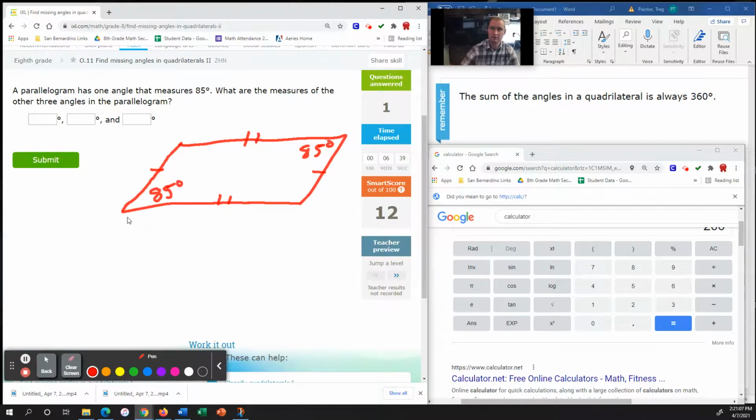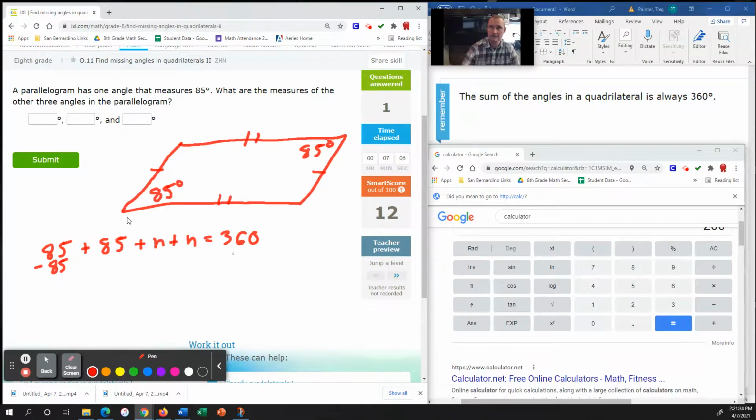All right, so now what we need to figure out is, well, we got 85 plus 85 plus the two corners I don't know, which are n plus n, is going to be equal to 360 degrees because, again, 360 degrees is the total number of angles added up in a quadrilateral. All right, start knocking them out.